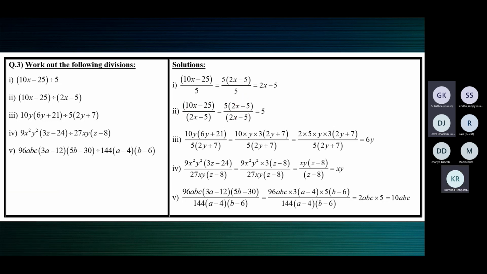Now, as I told you in the earlier situations, 2x minus 5 and 2x minus 5 as a whole can get cancelled. It's not like 2 and 2 cancel, x and x cancel, minus 5 and minus 5 cancel. No, it's not like that. The expression as a whole, 2x minus 5 in the numerator, gets cancelled with the expression 2x minus 5 in the denominator. And the answer is 5.